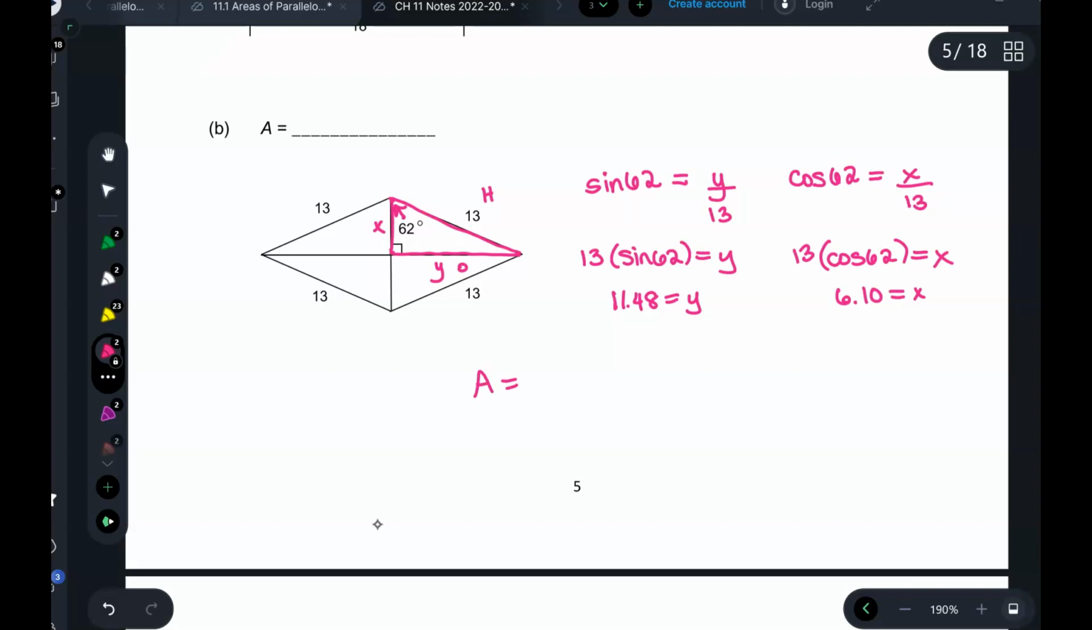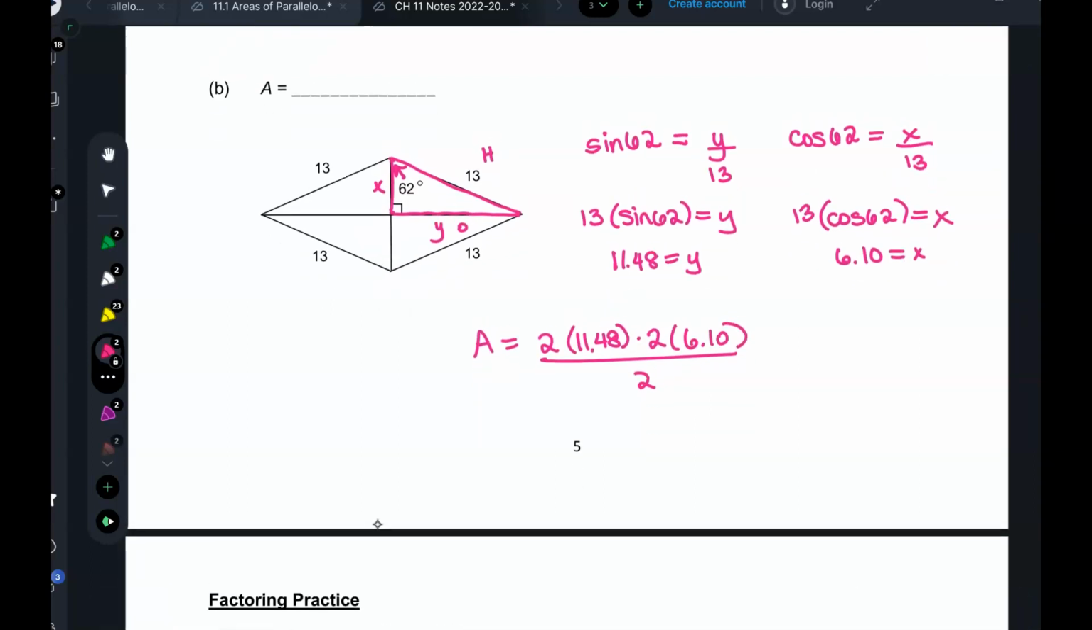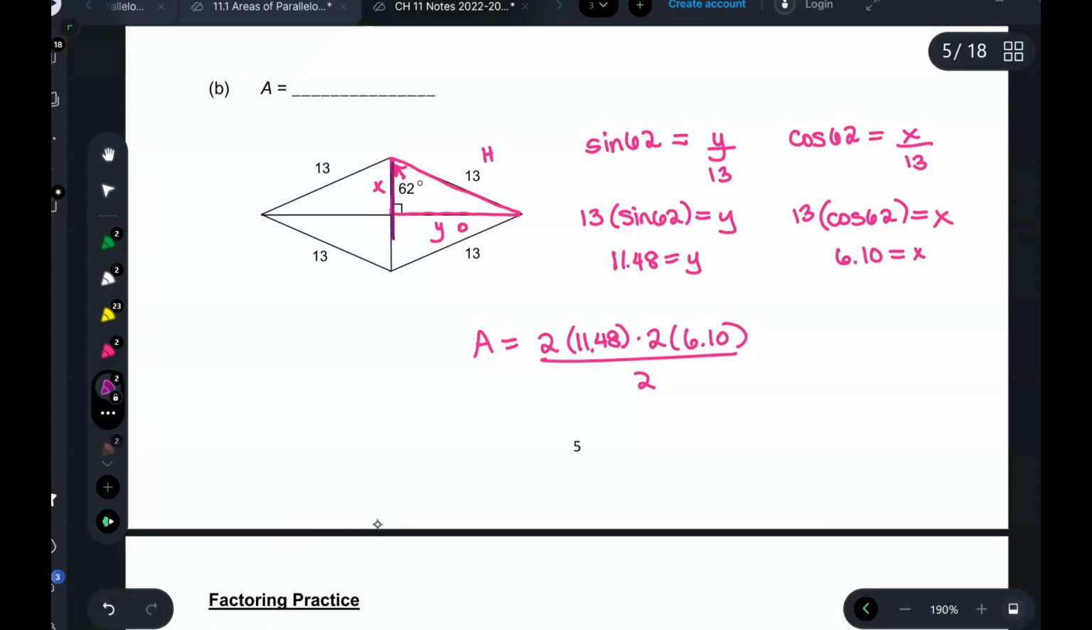Okay, so what's the area? It's going to be 2 times X times 2 times Y, X times Y divided by 2? No, because you need the whole diagonal, 2x and 2y, since it's all the way across. Could you find the area of this triangle and then just multiply it by 4? That's another way to do it. This is just using the formula, because all the way across would be 2 times X and 2 times Y.